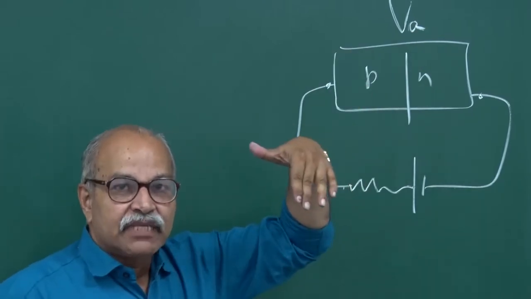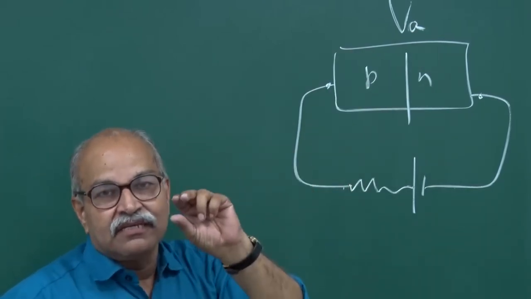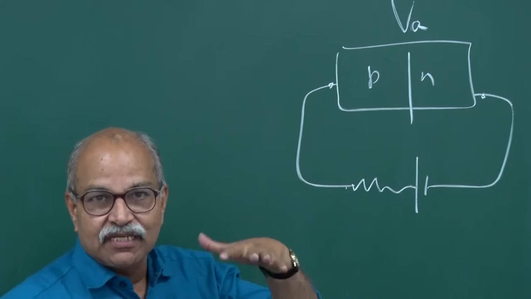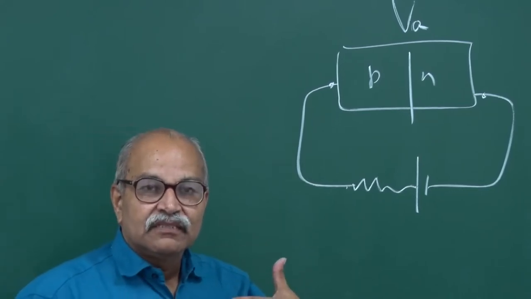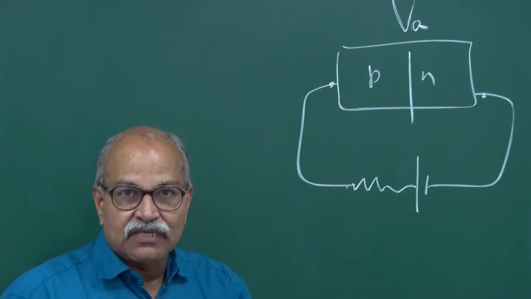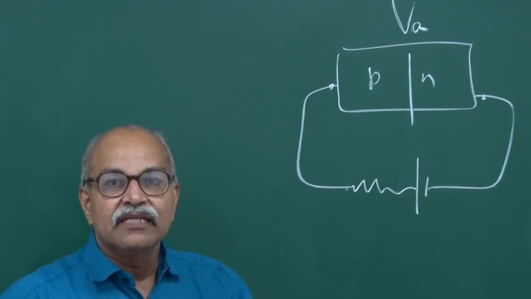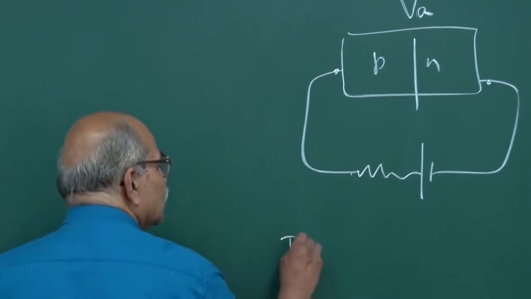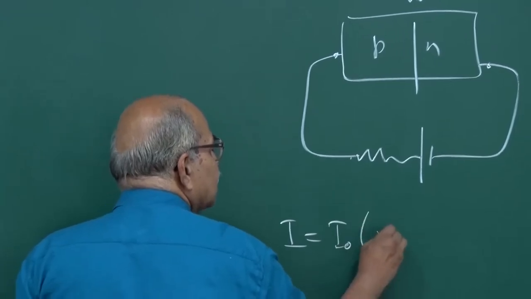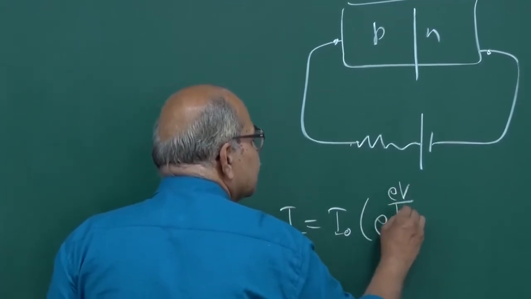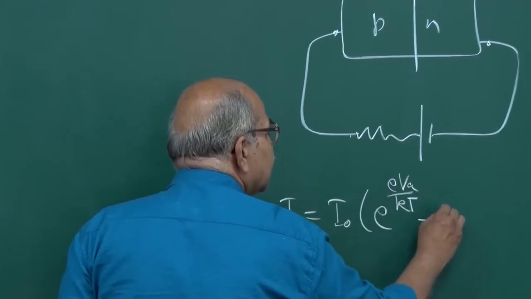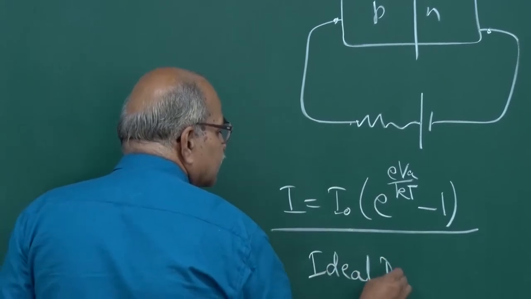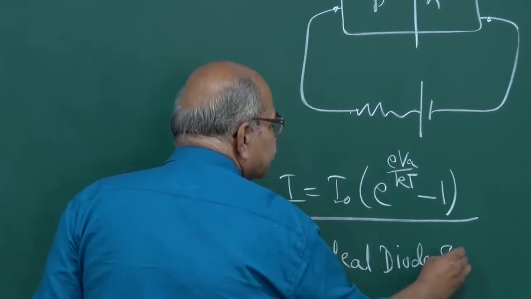And if this applied potential or that reduction in potential barrier is small as compared to the original potential barrier, then the extra majority carriers which can diffuse, that number goes up exponentially, and then we have this equation I equal to I naught e power eV over kT, this is that V applied, and minus 1. This is known as the ideal diode equation.